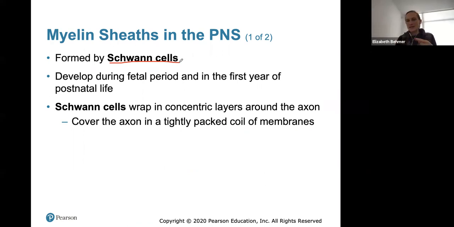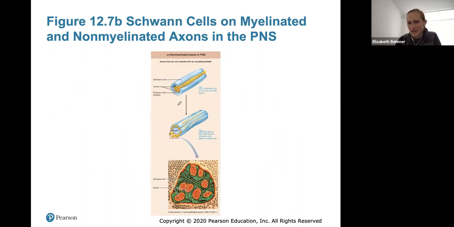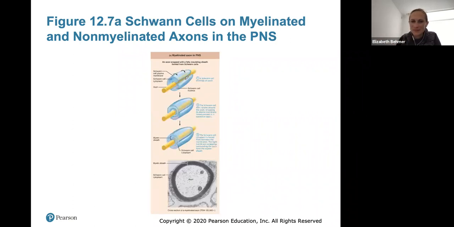Schwann cells will wrap in concentric layers, kind of like a lollipop, around the axon and cover the axon in a tightly packed coil of membranes. So here we have Schwann cells and how they myelinate the neuron and how they will wrap themselves around the neuron to produce this insulated sheath to allow the action potential to travel faster down an axon. And here's an unmyelinated axon and how the axons don't have myelin around them. Actually, this was showing myelin around multiple axons, so just a different way that they're myelinated.